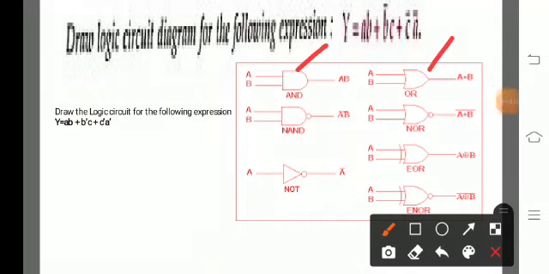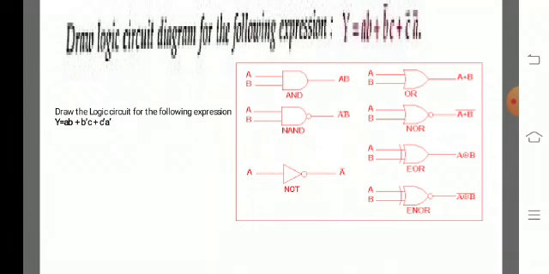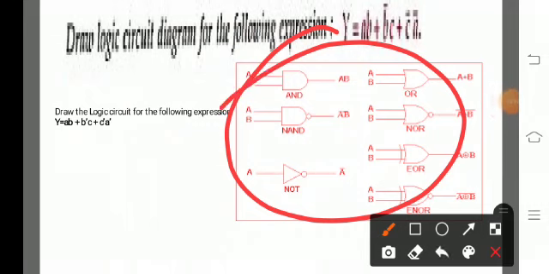Now AND is over, OR is over, NOT is over, then NOR. This is the NOR: the opposite answer of A plus B is A plus B bar. NAND: the opposite of AB is AB bar. XOR, this is the symbol for XOR. XNOR is the opposite of the XOR value. So this is a very important diagram.